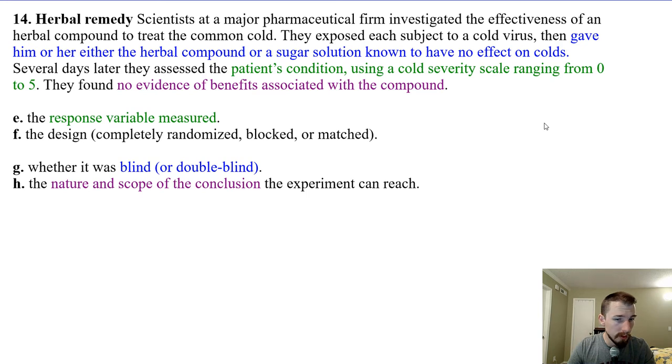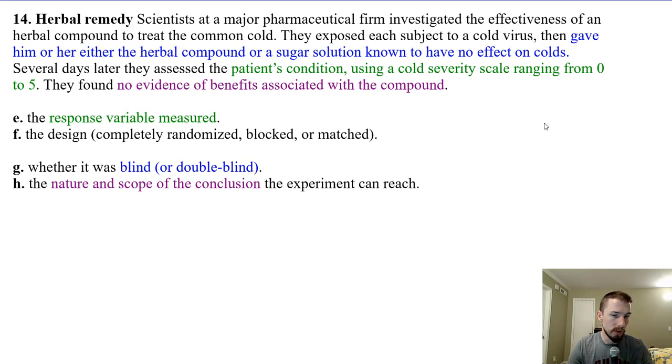Was it blind or double blind? Did the participants know? I guess they gave them one or the other. The whole point of having a placebo is that they wouldn't know, so we would assume it was at least blind. Was it double blind? Was the person giving it, like a medical professional, or the person evaluating? Well, in this case, the person evaluating was not a medical professional. The person evaluating was just the person himself. So I think it's not possible in this one to be double blind, because the evaluator is the same person as the participant.